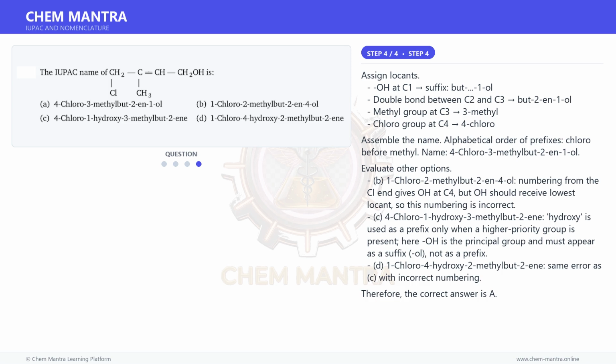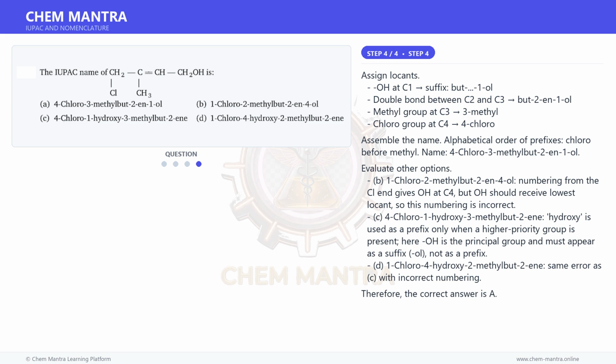And for the final step, assign locants. OH at C1: suffix but-1-ol. Double bond between C2 and C3: but-2-en-1-ol. Methyl group at C3: 3-methyl. Chloro group at C4: 4-chloro.